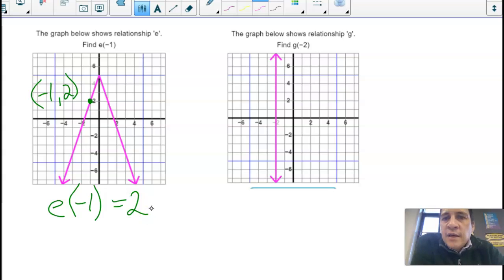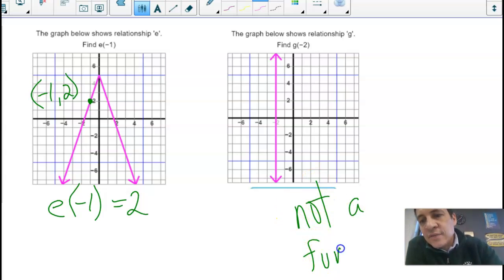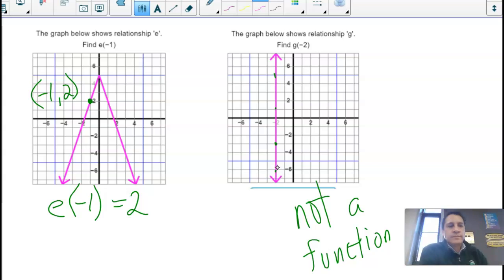All right. The graph below shows the relationship g. Find g of negative 2. Is this a function? No, this is not a function. So we can't evaluate it at g of negative 2, right? This doesn't pass the vertical line test. This vertical line goes through more than one point. So this is not a function. And that's how we work with function notation.